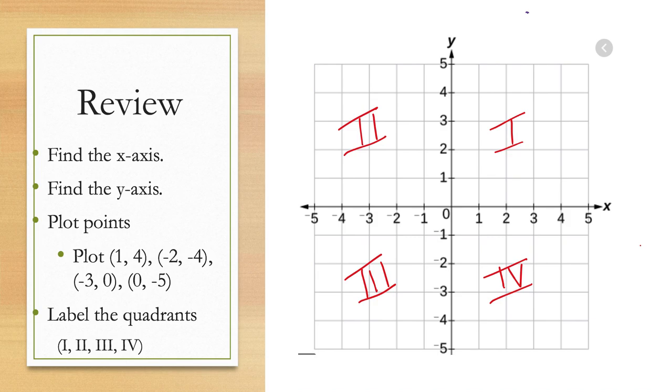So again, you want to be sure that you can find the x and y axes, that you can plot points, and that you can label your quadrants.